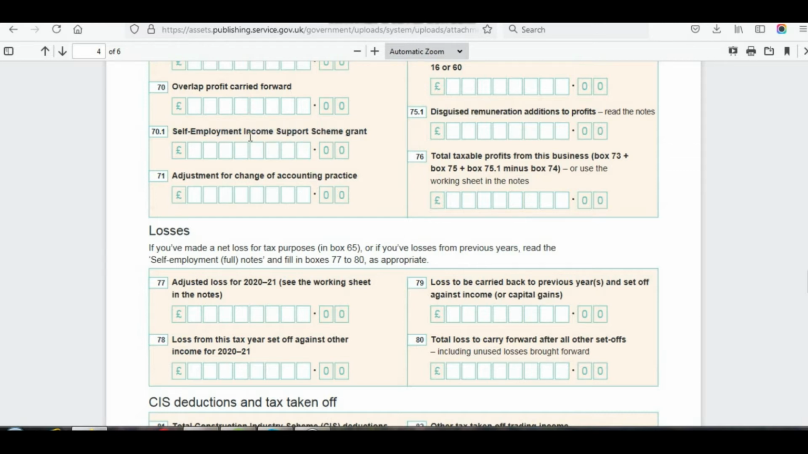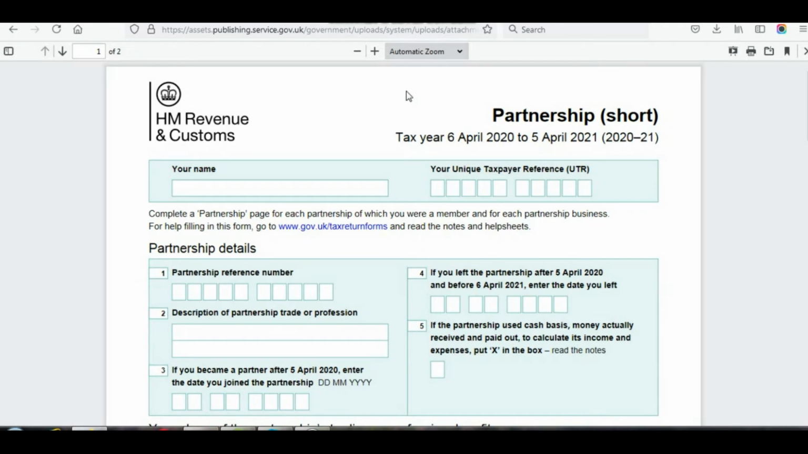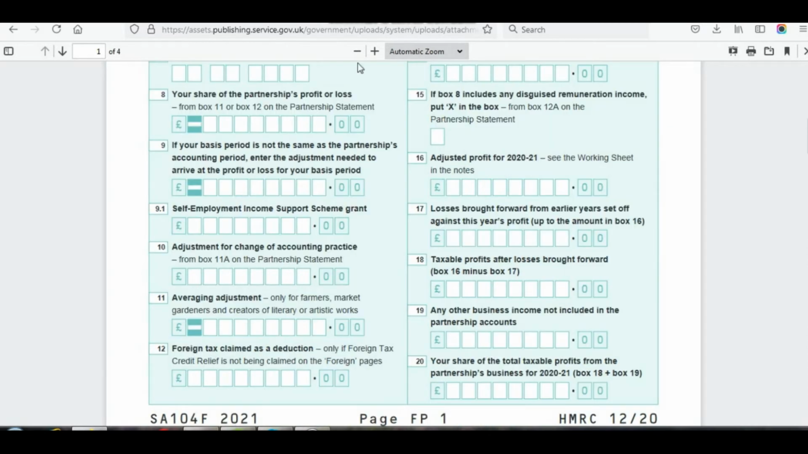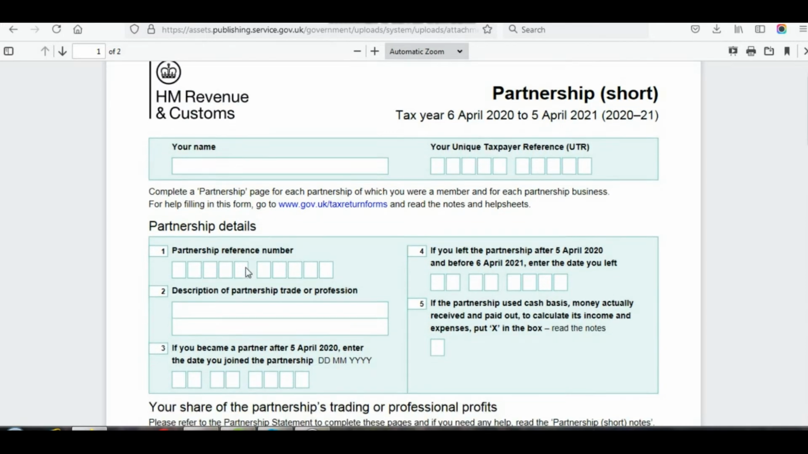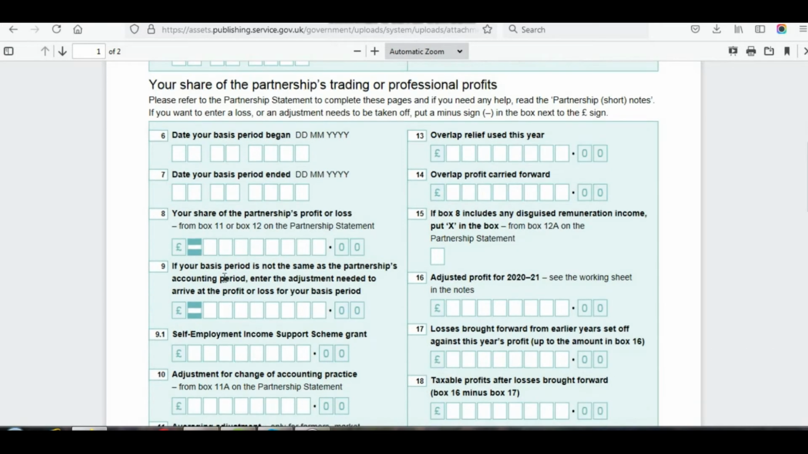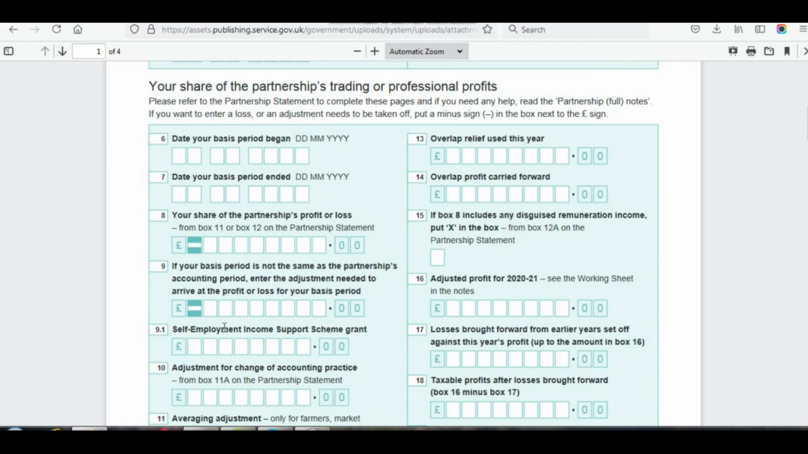Now, those who are involved in UK partnership and using partnership short or full supplementary pages, also called SA104S or SA104F, please use box 9.1. In both cases, you need to use box 9.1, self-employment income support scheme grant.